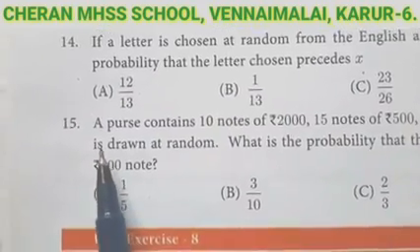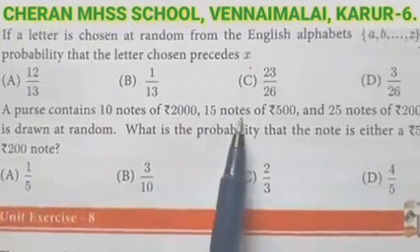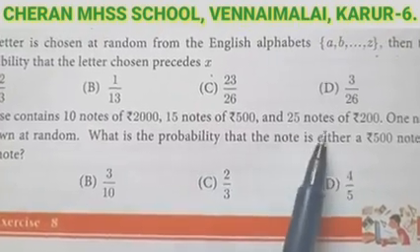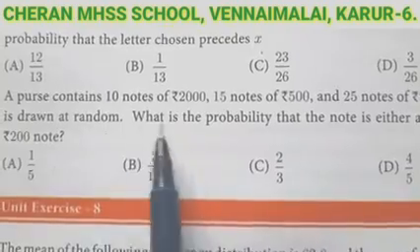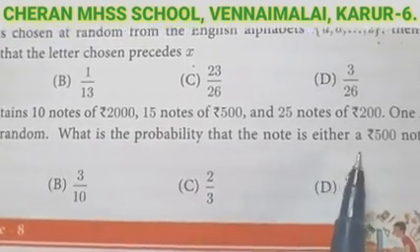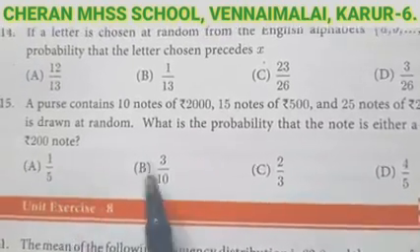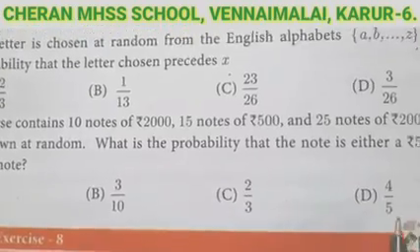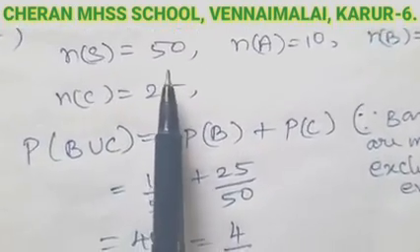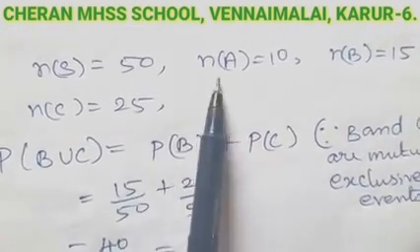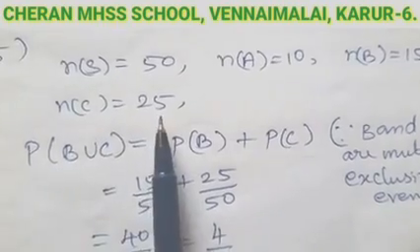Sum number 15. A purse contains 10 notes of 2000, 15 notes of 500 and 25 notes of 200. One note is drawn at random. What is the probability that the note is either a 500 note or a 200 note? 1 by 5, 3 by 10, 2 by 3, 4 by 5. Solution. n of S is equal to 50, there are totally 50 notes. n of A is 10, n of B is 15, n of C is 25.